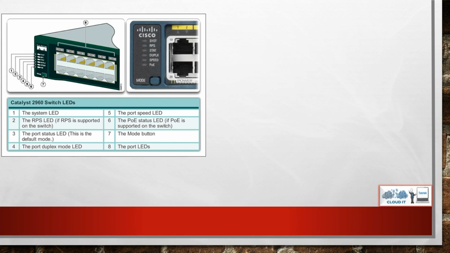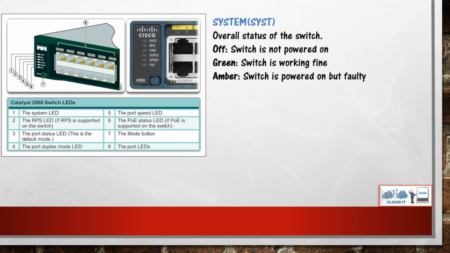Okay, and next we can see the front panel of our Cisco switches. These are different LED indicators: SYST, RPS, STAT, duplex, speed, PoE, etc. These are the general LED indicators of Cisco switches. On Cisco switches, SYST means the system LED indicator. If it is off, the switch is off. If it is green, the switch is working fine.